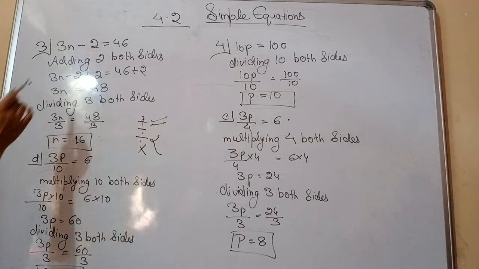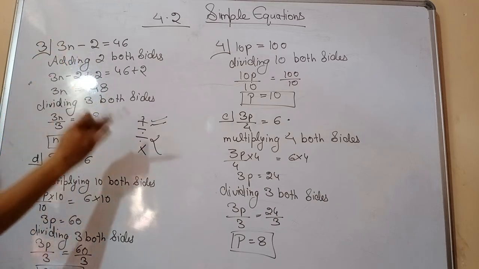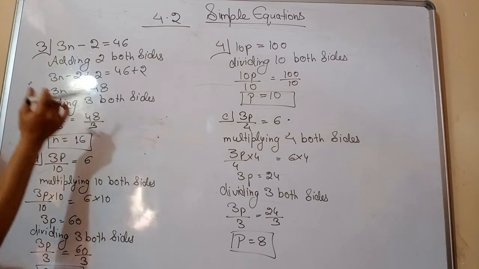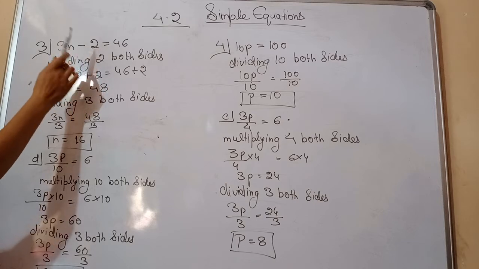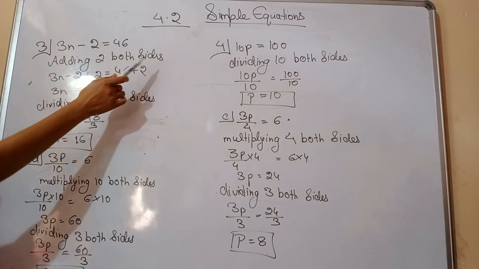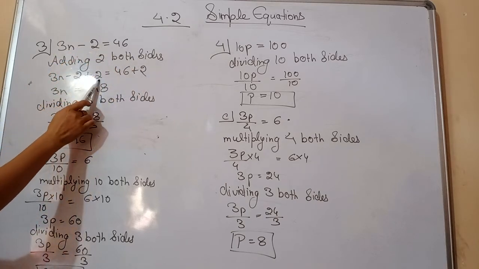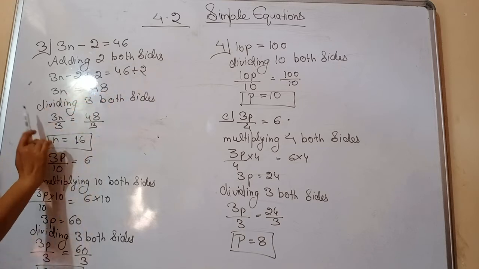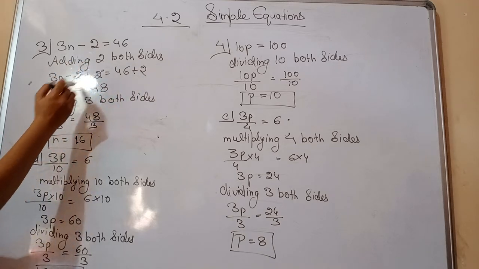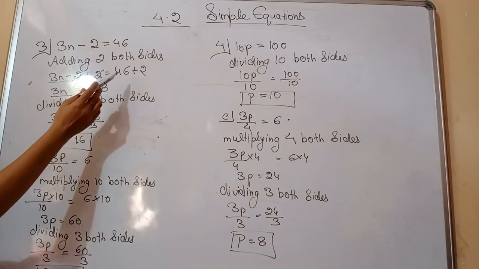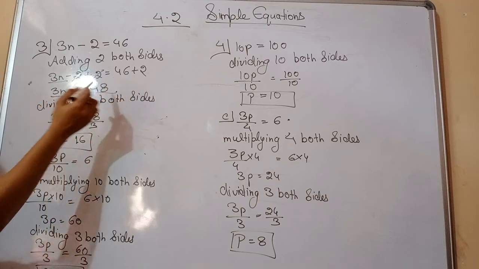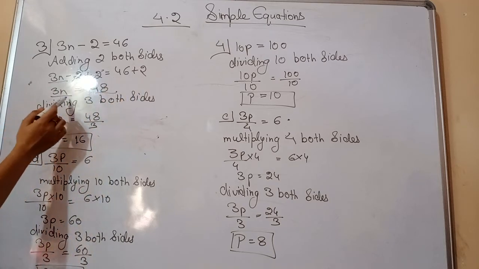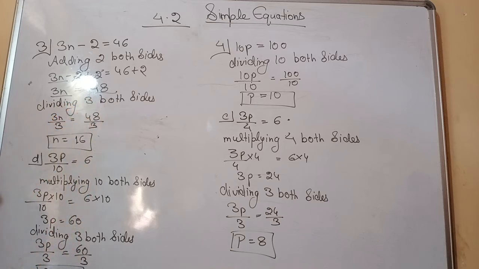Here minus is given, so first we will solve the minus. -2 is given, so we will add 2 to both sides. So adding 2 to both sides, 3n minus 2, adding 2, and 46, adding 2. Now -2 plus 2 cancel out, what is remaining left? 3n, and here 46 plus 2 gives us 48. Now here you can see 3n equal to 48 is the simplest form.